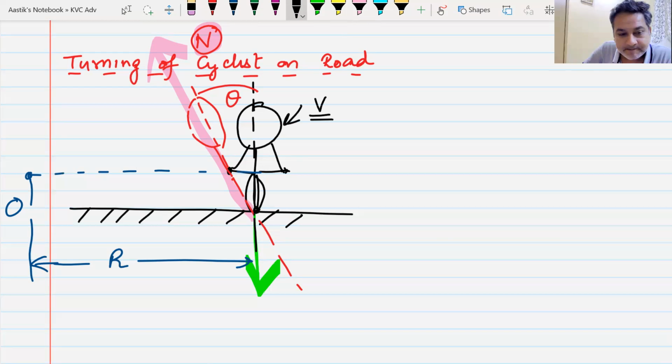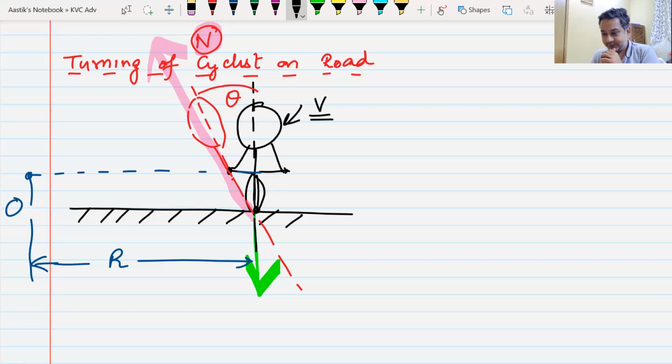Yes? Do we have the answer? If he banks his cycle at an angle theta, if he leans with his cycle at an angle theta, no one knows the answer? Shall I do it?